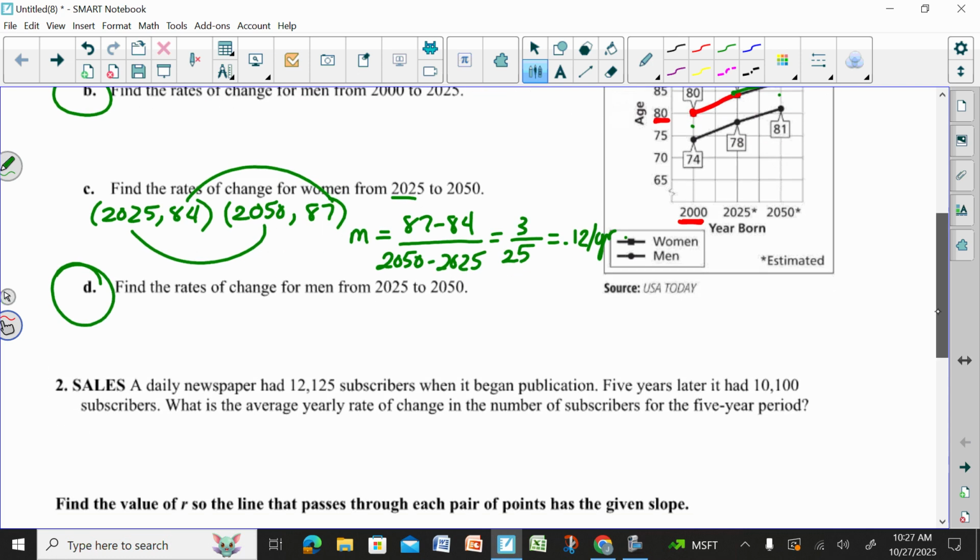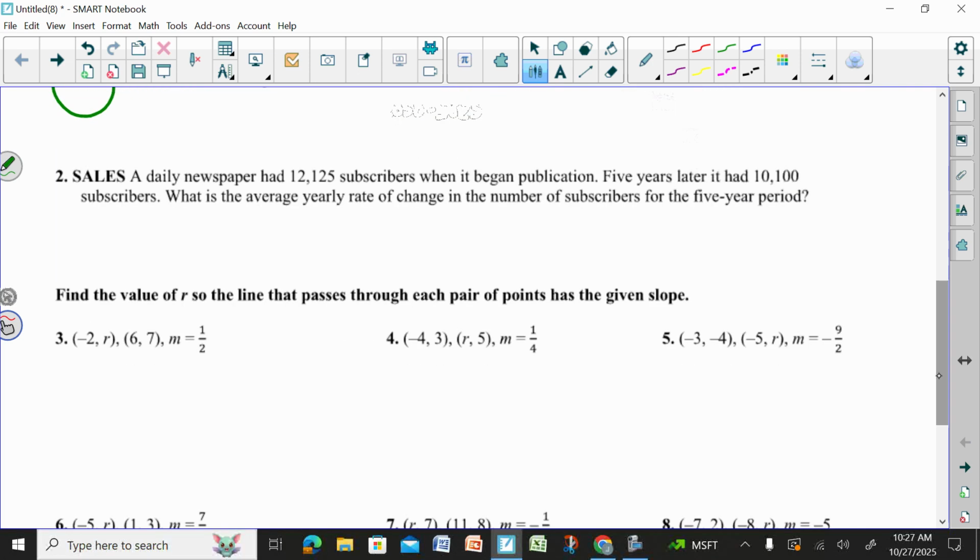Let's skip down. I just want to give you some clues on number 2. You're going to do number 2 all by yourself. But when it's given to you like a story problem, we have to make ordered pairs out of that. So a daily newspaper had 12,125 subscribers. Okay, that's how many people are getting the newspaper. When it began publication, that's time. 5 years later, that's time.